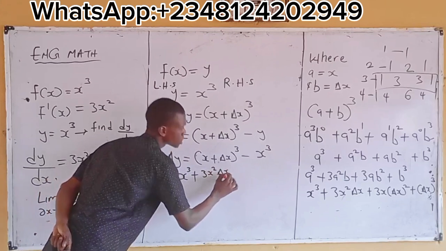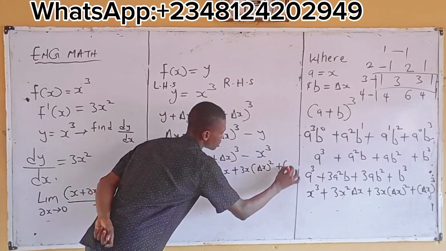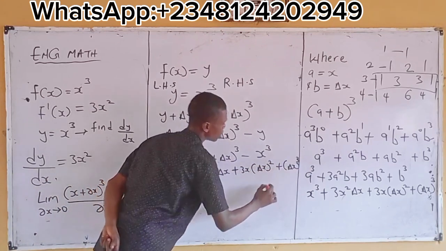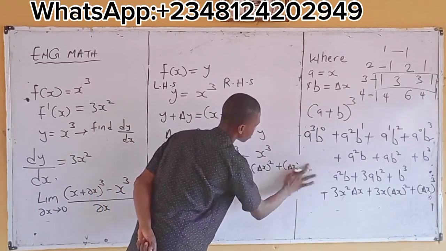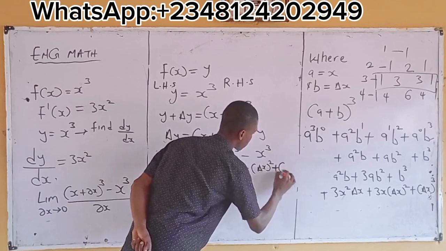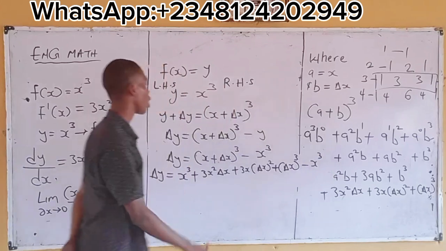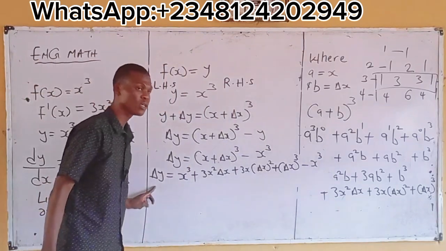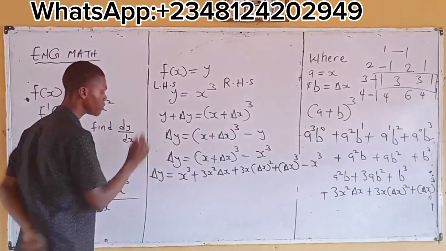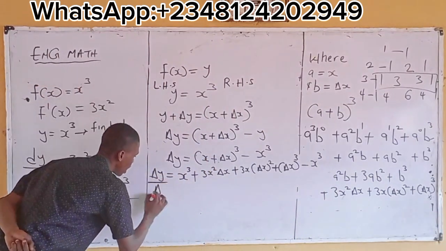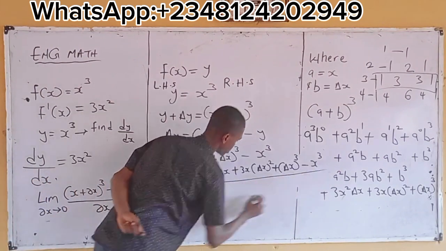3x squared change in x plus 3x all into bracket change in x squared plus change in x cube minus what? Minus x cube. Now, up to this level, divide both sides by change in x. For the left hand side, I have change in y divided by change in x, right? Or divided by what? Change in x.